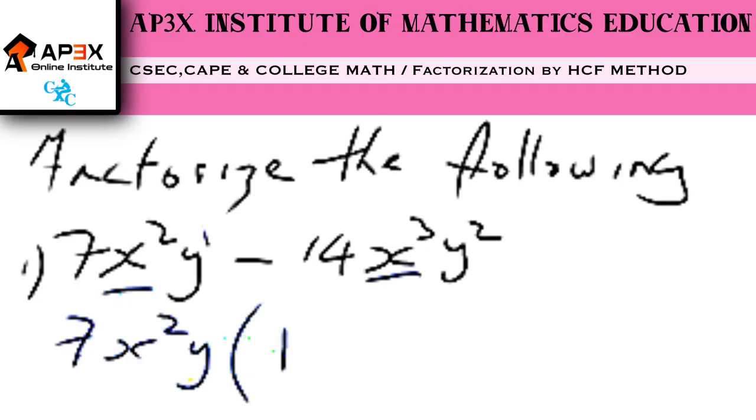Pretty much what we're saying then is that 7x squared y divided by 7x squared y is very similar to if I'm asking you what is 10 divided by 10. And we all know that 10 divided by 10 is 1. Therefore, 7x squared y divided by 7x squared y equals 1.